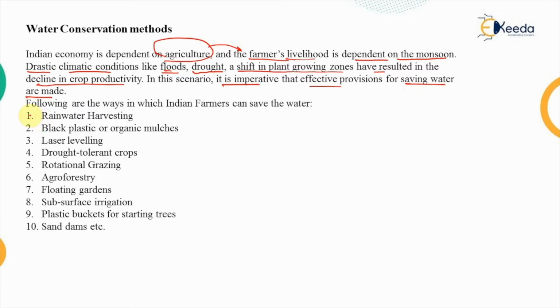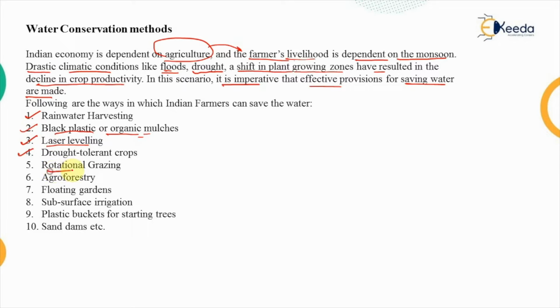The first and the dominant one is rainwater harvesting. Then the use of black plastic or organic mulches, which is also a very sustainable method of conserving water. Then laser leveling, which is primarily a technique with the help of which we can economize the use of water. Then again, another method for economizing water, that is the use of drought tolerant crops.